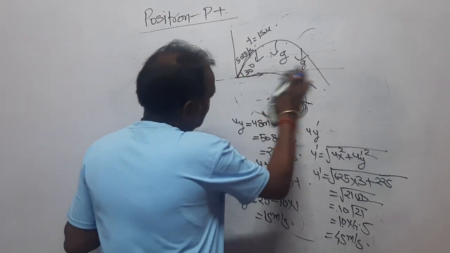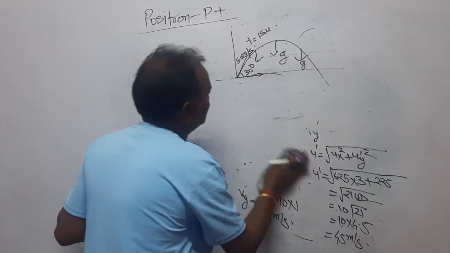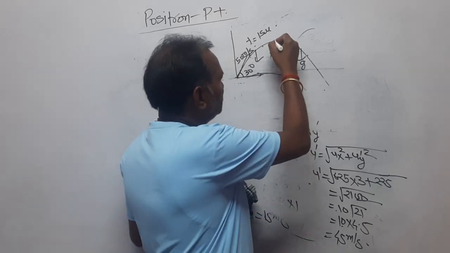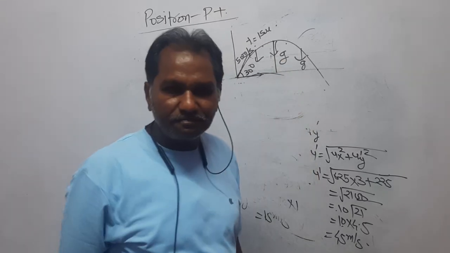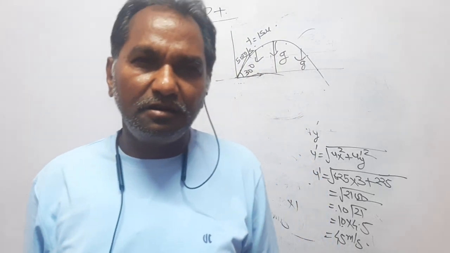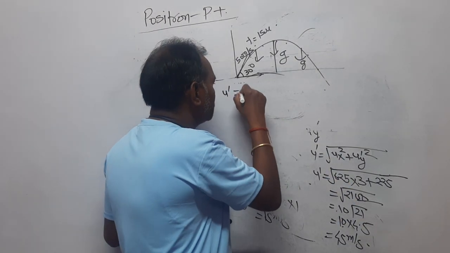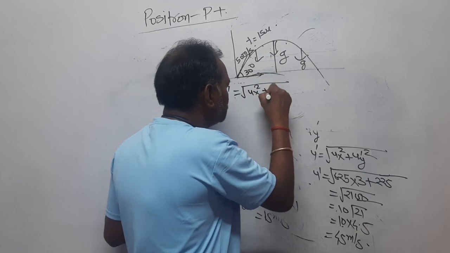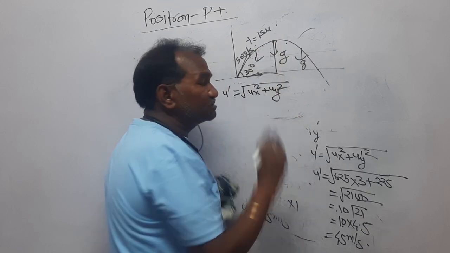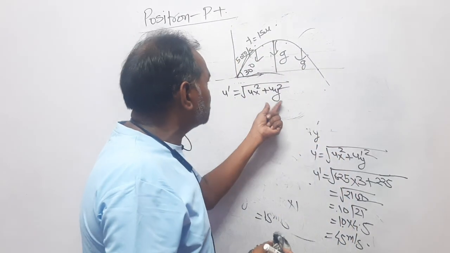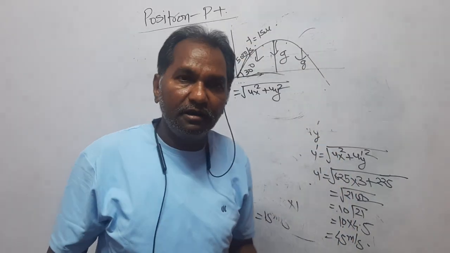Dear students, let a question be asked in this way: what will be the velocity at maximum height? The question is very simple. At any instant, velocity is what? u dash is equal to under root ux square plus uy square. At maximum height, the final vertical velocity becomes 0. If it is not 0, then it will go more upward, right?